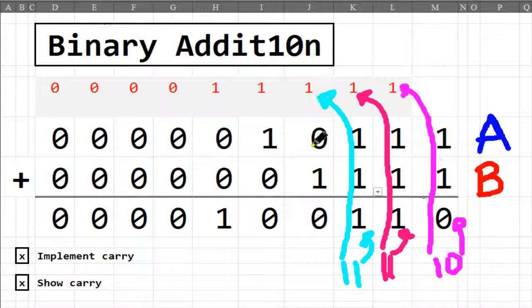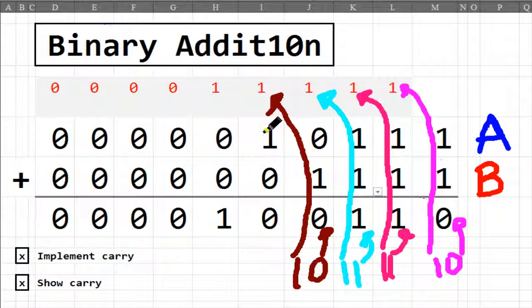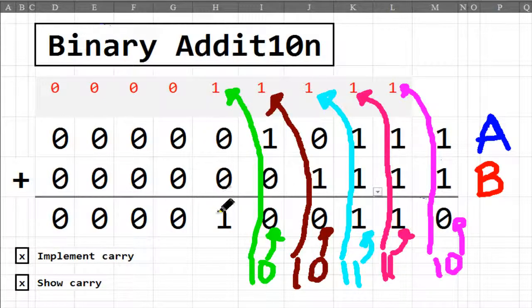1, 1 and 0 is 1. 1 plus 1 is 2. So you have 1, 0. The 0 here, 1 carries over. 1 and 1 is 2. 2 plus 0 is 2. So 1, 0, 0 here, 1 gets carried over. And 1 plus 0 is 1. And you have your answer, 1, 0, 0, 1, 1, 0.